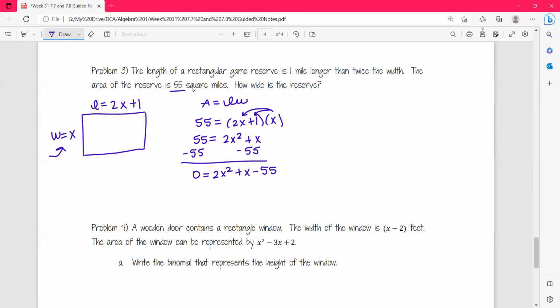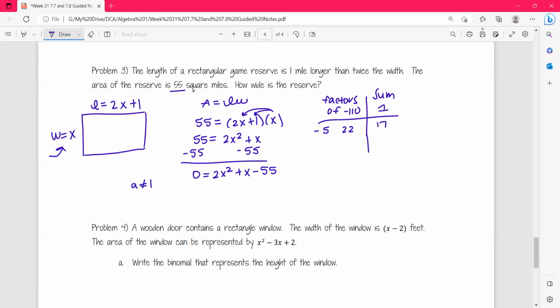And now we will factor. My a does not equal 1, so I've got to multiply a times b. So I've got 2 times negative 55 is negative 110. So we'll do factors of negative 110. The sum needs to be 1. So really we need that biggest one. So 110 divided by, let's see, 5 and 22, negative 5 and 22, gives me 17, not good.